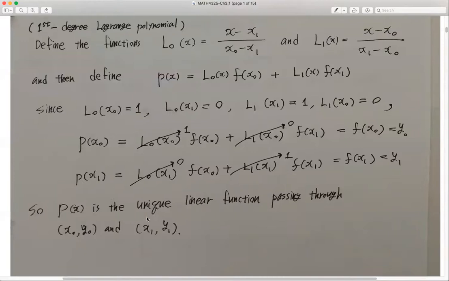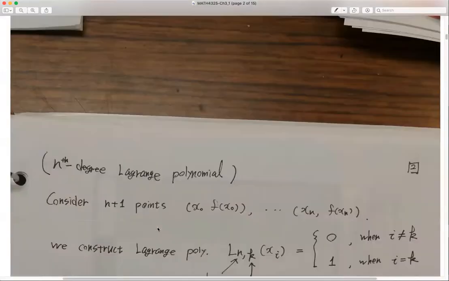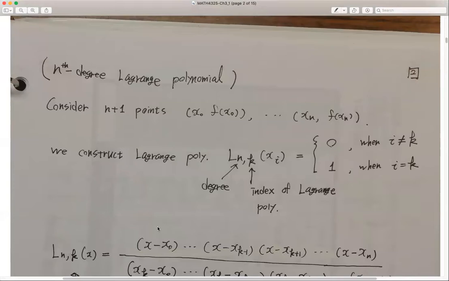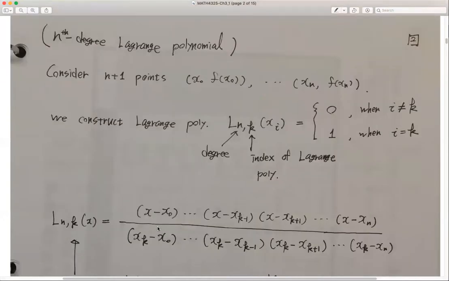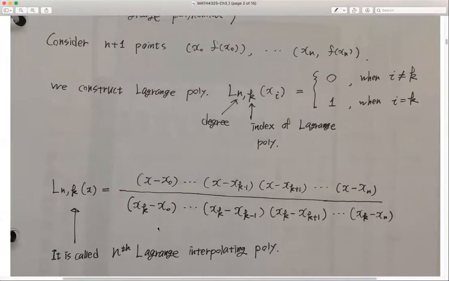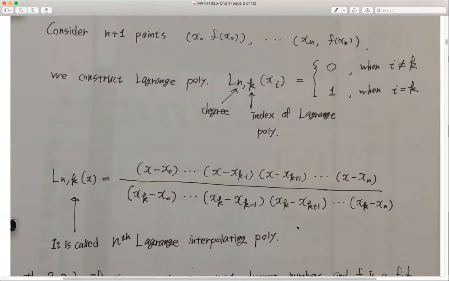So P of x is the unique linear function passing through the two data points, x naught comma y naught, and x1 comma y1. Now we're going to generalize that Lagrange polynomial. First, we're going to construct the nth degree Lagrange interpolating polynomial.